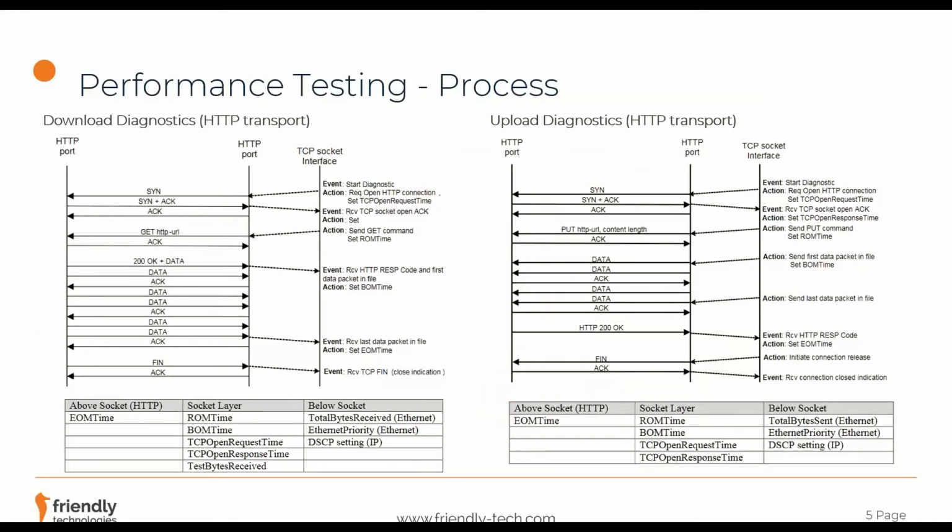You'll get copies of this, but this is a process flow of a download and an upload diagnostic using HTTP. This does only show a single thread of HTTP because it's essentially opening a TCP socket, but this is the flow of events. If you look at the tables at the bottom, there's a beginning of time and end of time, and test bytes received or test bytes sent. Those are the important parameters that we get in an ACS back from the device. That is the results that are reported.